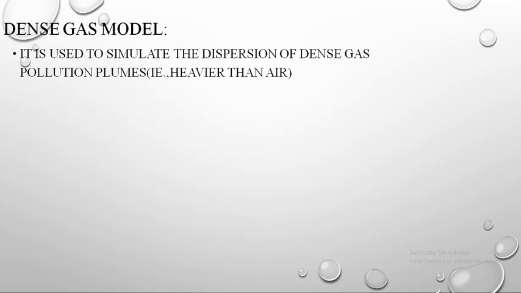Last one is the dense gas model. It is used to simulate the dispersion of dense gas pollution plumes or pollutants, those gases having higher density than air, that is, gaseous pollutants. So we simulate them using this model. Air density is 1.225 kg per cubic metre. Compared with air, carbon dioxide or oxygen, these are the gases whose density is high. So these pollutants are simulated using this model. Are you clear?